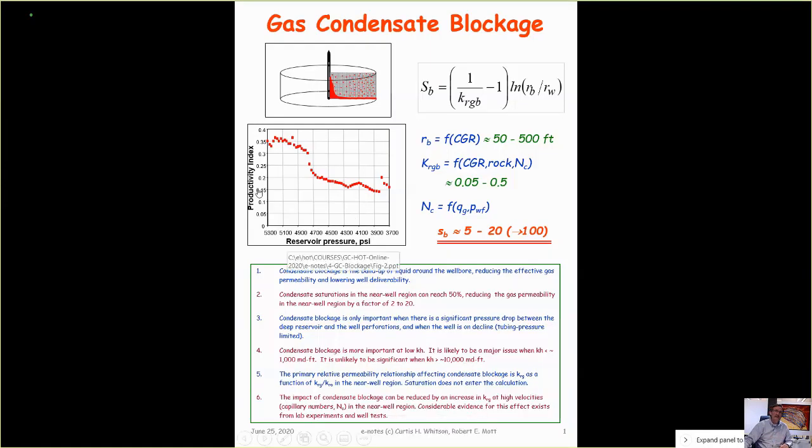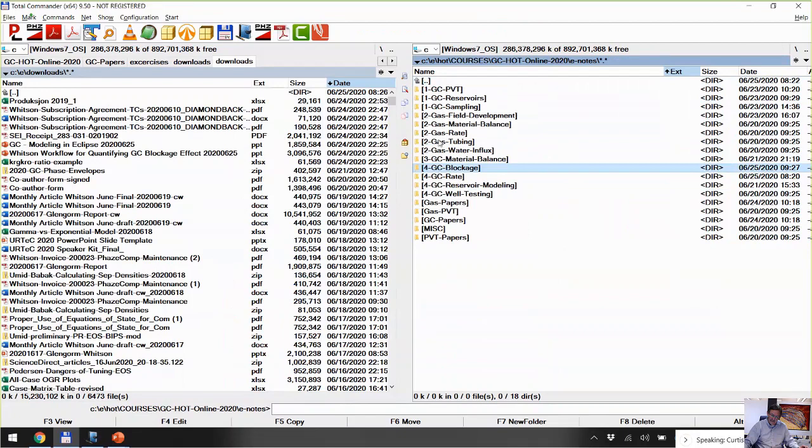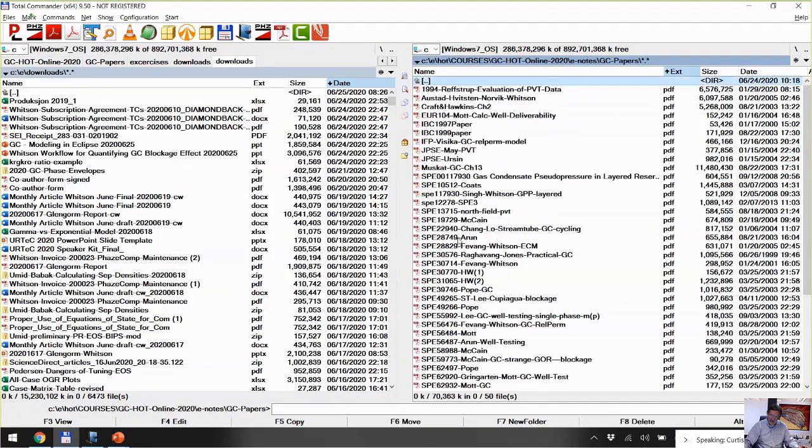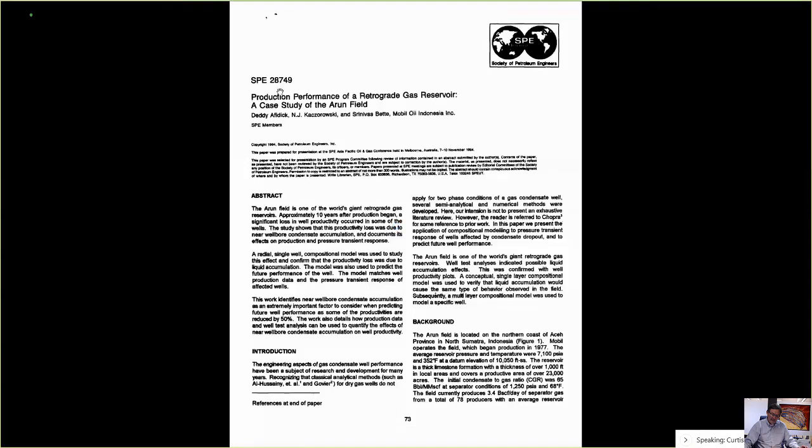So this is a nice example in that reference. I think that reference is probably in the notes here. Here we go. GC papers 20 Arun. There it is. Production performance of retrograde gas condensate, Arun field, Indonesia.